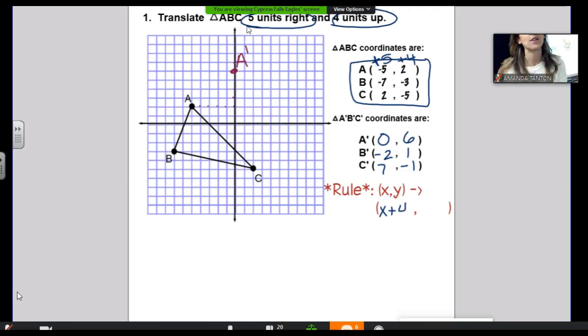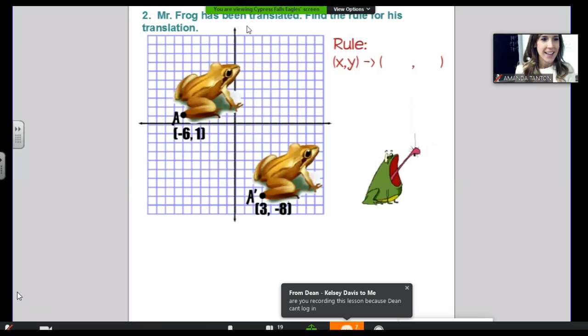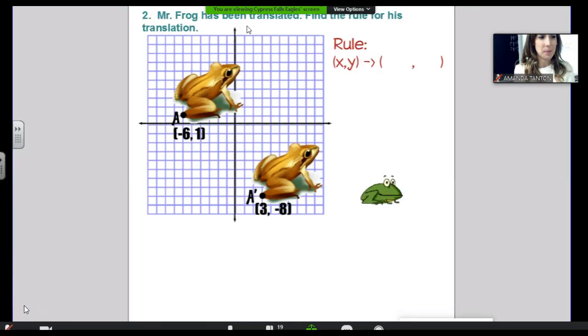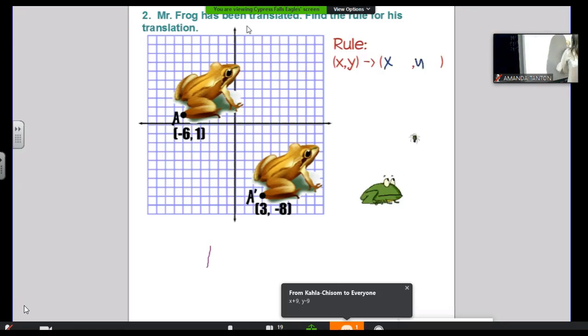Okay, I give you a translation and you tell me what the rule is. My frog is taking a while. There we go. There's Mr. Frog. He's been translated. Find the rule for this translation. Good. So when we write a rule, we want to document what happened to the x's and what happened to the y's. So let's examine the x's first.